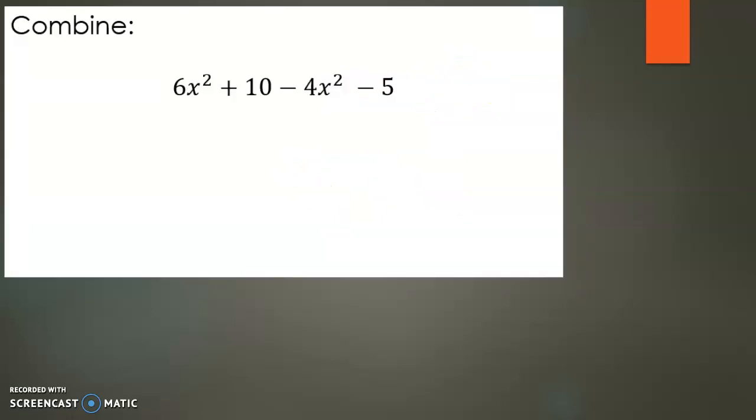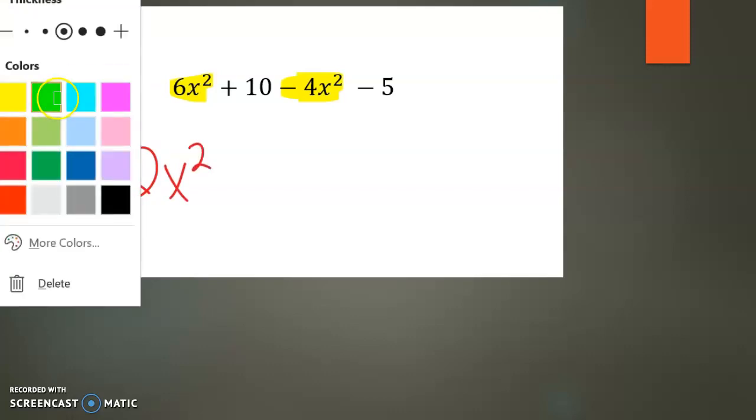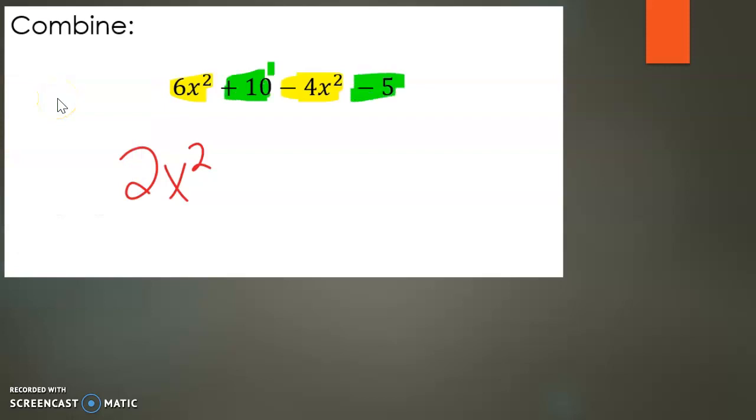The next one, again, I have a 6x squared and a negative 4x squared. Make sure you get that negative with that 4, and that becomes 10. Ooh, no, it does not. See, I messed that one up, thinking that was a positive. 6x squared minus 4x squared is 2x squared. Then I combine the positive 10 and the negative 5 for the positive 5, and that is my final answer.